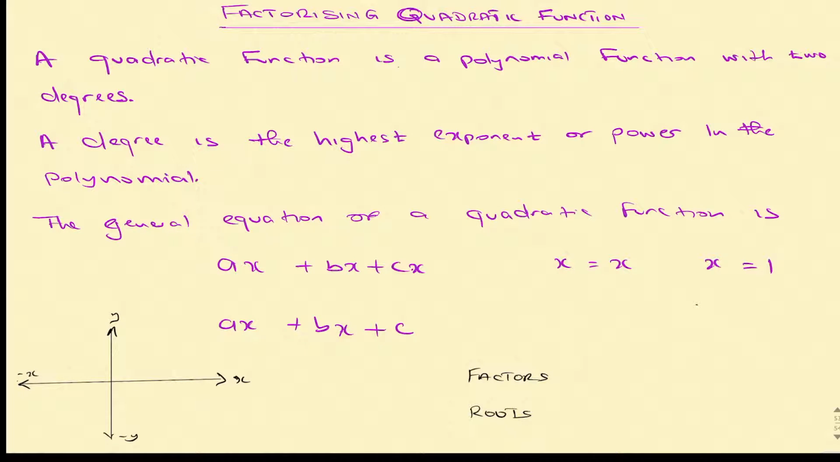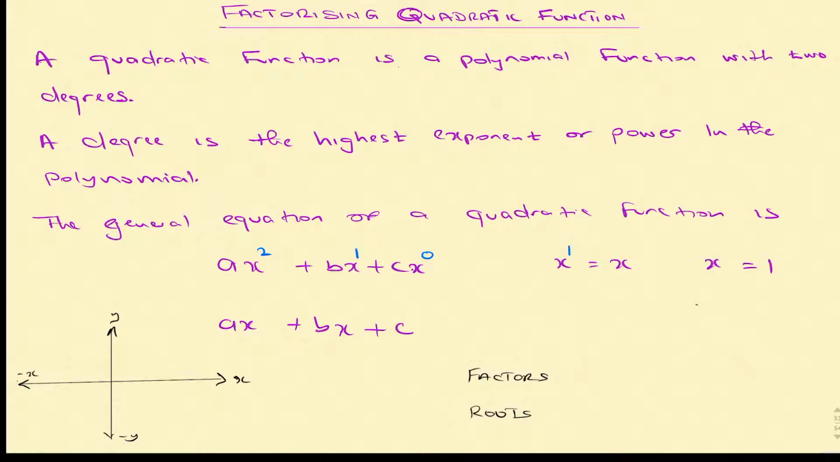Factorizing quadratic function. A quadratic function is a polynomial function with 2 degrees. A degree is the highest exponent or power or index in the polynomial. The general equation of a quadratic function is ax exponent 2 plus bx exponent 1 plus cx exponent 0.